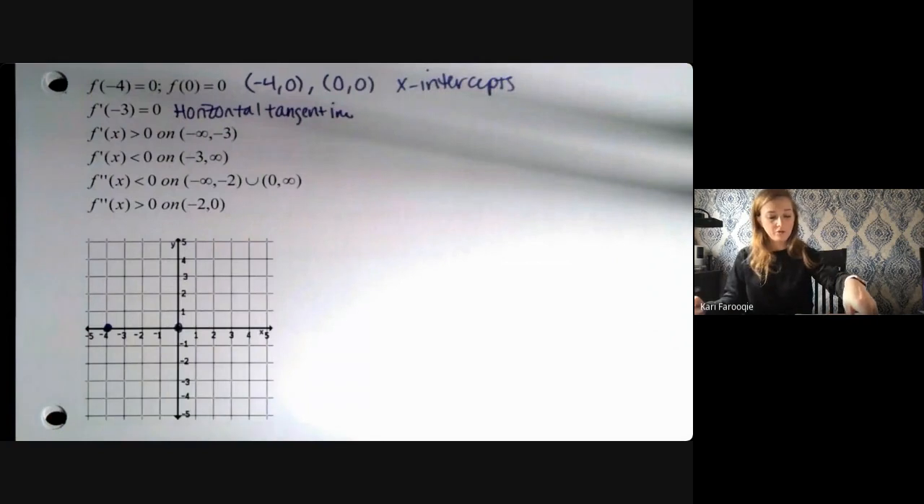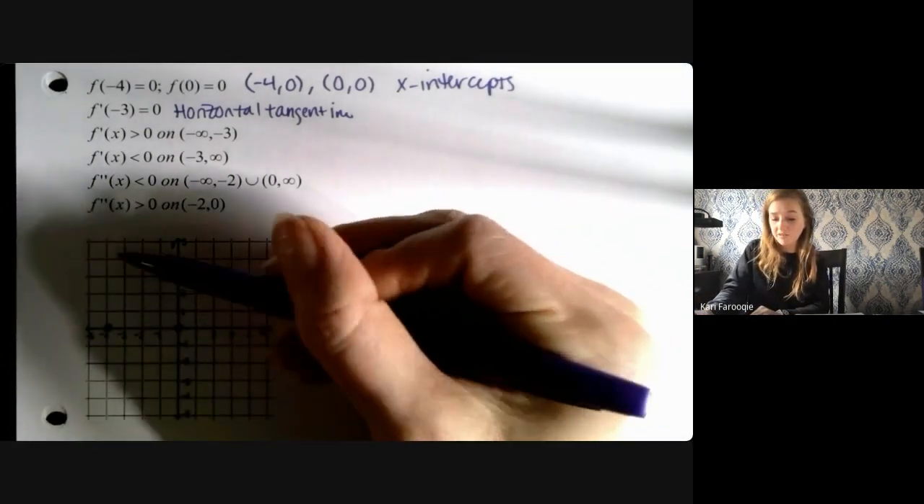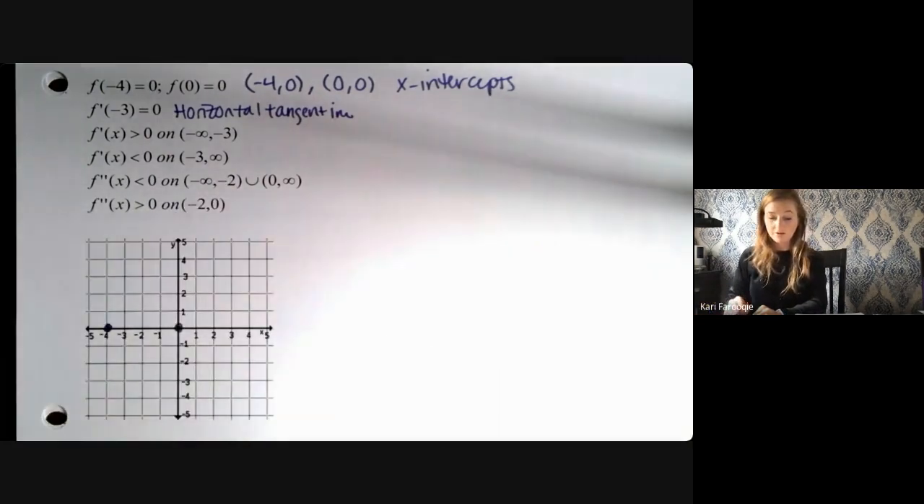When x is equal to -3. Now, let's see. I don't really have a whole lot of information about the y value, though. All I know is that somewhere when x equals -3, we have a horizontal tangent line, but we don't know. Is it down here? Is it up there? We don't know. So we need to use the rest of this information to determine that.